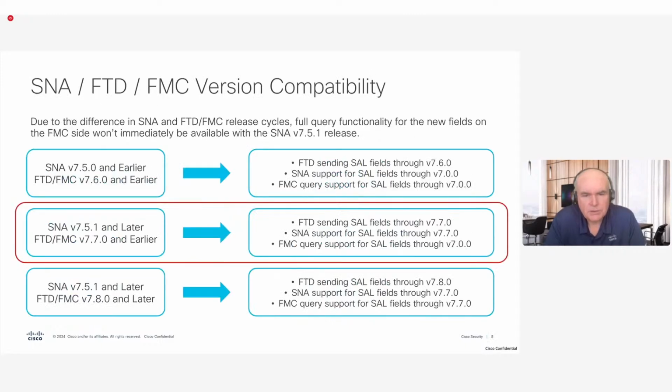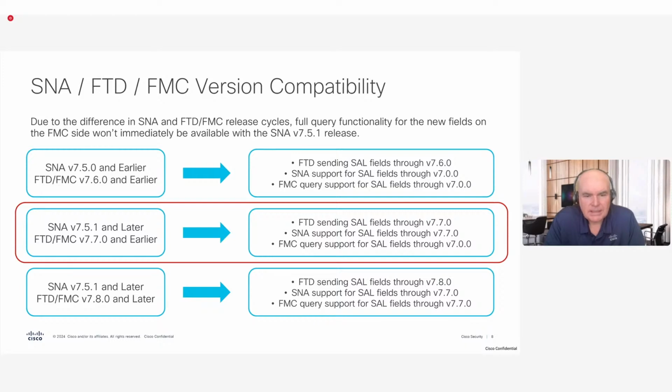Yeah, this one's a bit of an eye chart, and what I'm trying to highlight here is matching up the different SNA versions to the firewall versions. Where we're at the moment is in the middle of this slide, where we have that red box around it. So SNA 7.5.1 and later, we're supporting FTD 7.7 and all those current fields. And you can see here on the right, I'm just trying to explain that with FTD sending SAL fields from 7.7, we support that. And obviously FMC has a different version level.